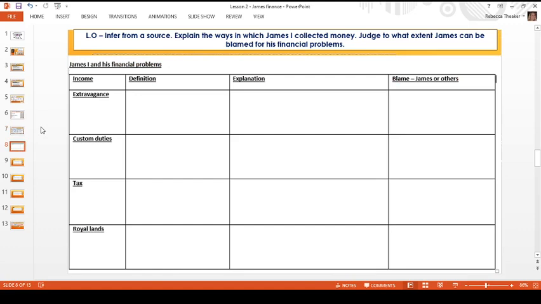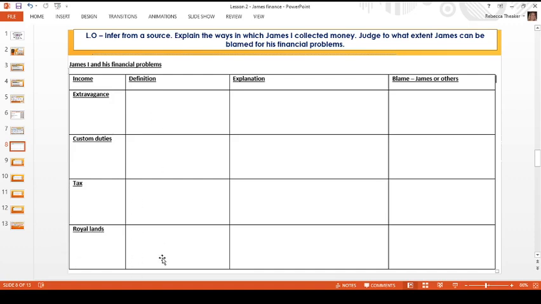So either draw this table out, or I will send this via email and get your teachers to pop it on class chats as well, so you have a copy to use on the computer if that's how you've been working. If not, then draw this table out for me, please. So we've got 4 different categories here that you need to record. So first one is extravagance, next one's custom duties, next one's tax, and the final one's royal lands.